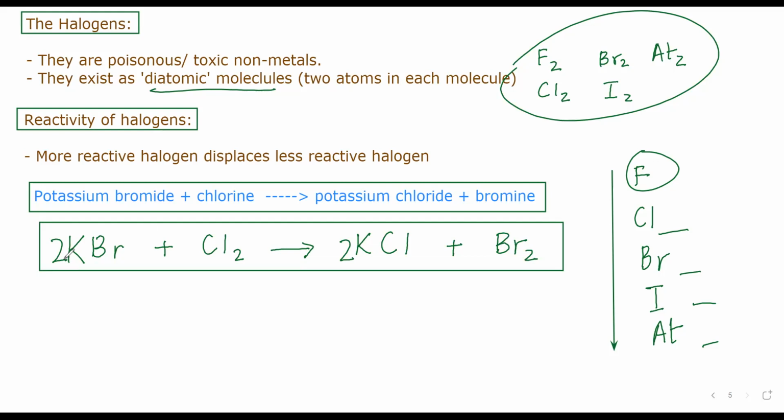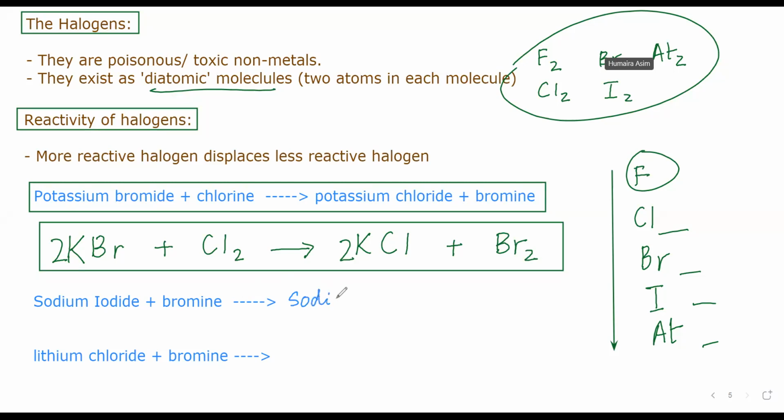Now, I would want you to try more equations. So here, what are we going to continue? Sodium iodide and bromine. It is going to give us sodium bromide plus iodine, because we already know that iodine will be displaced by bromine. Why? Because bromine is more reactive than iodine, so it can displace it from its compound.